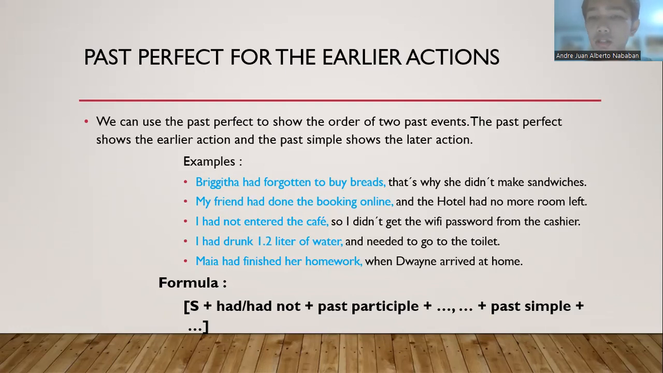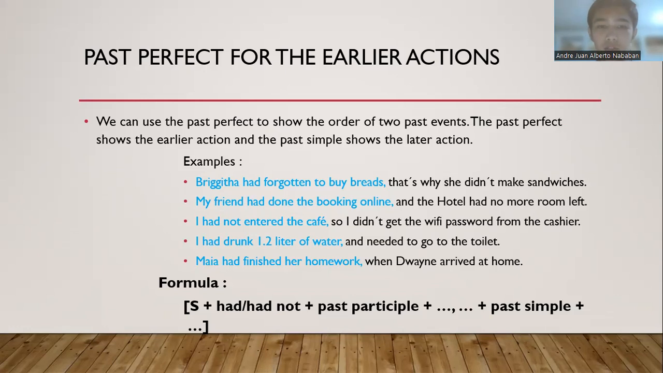And the secondary sentence, and the hotel had no more room left. It shows here that it only has the verb had. So we can say that this secondary sentence is a past simple tense sentence. Okay, we just directly continue to the third example.